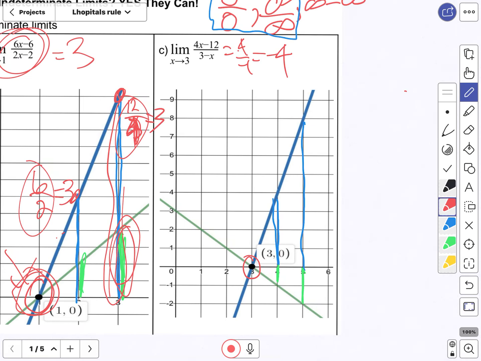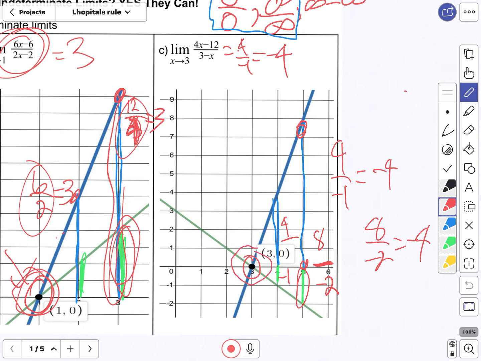So for this one, when I'm at x equals 4, it looks like I've got 4 above negative 1. And here, from here up to here is 8, and down here, that's negative 2. 4 over negative 1 equals negative 4. 8 over negative 2 is also negative 4. So the y value everywhere around that location is always going to be negative 4 because they're a ratio of linear relationships.